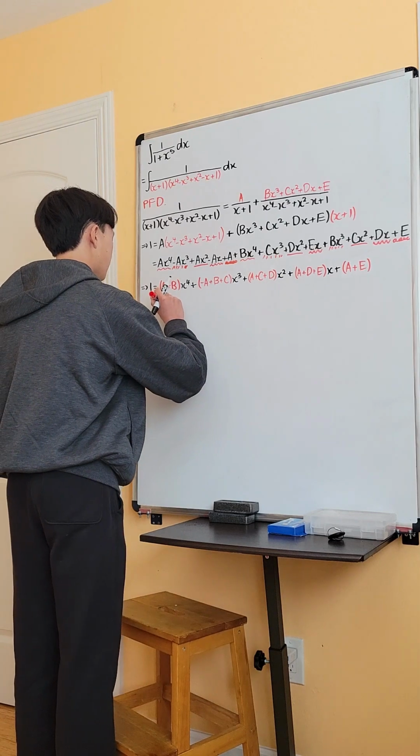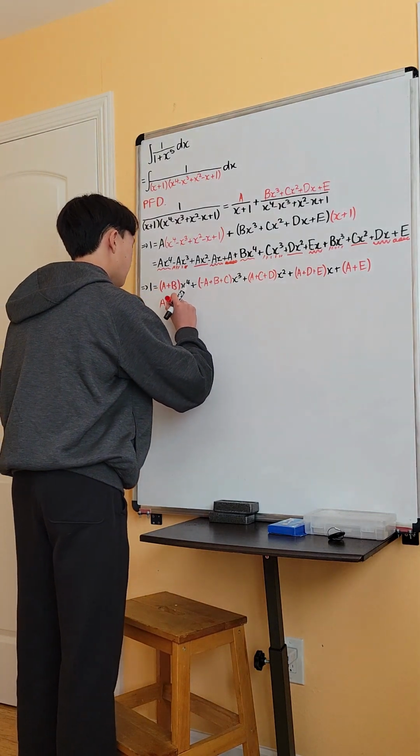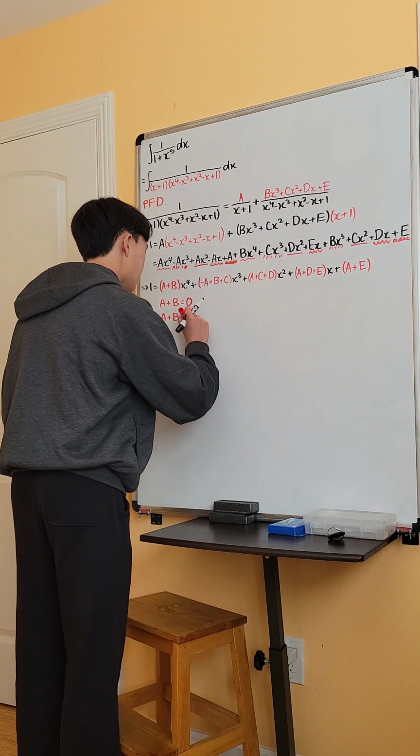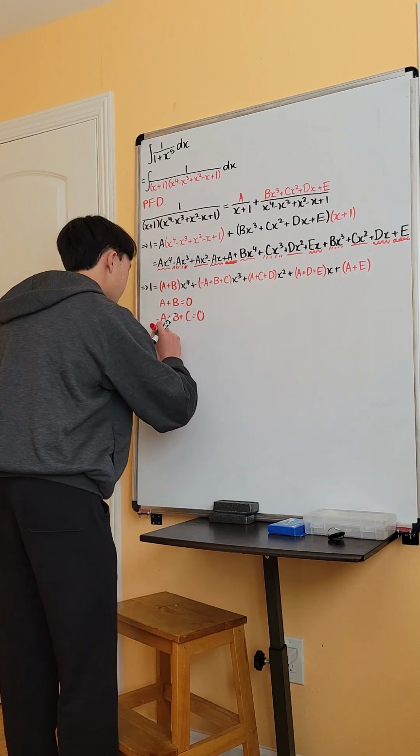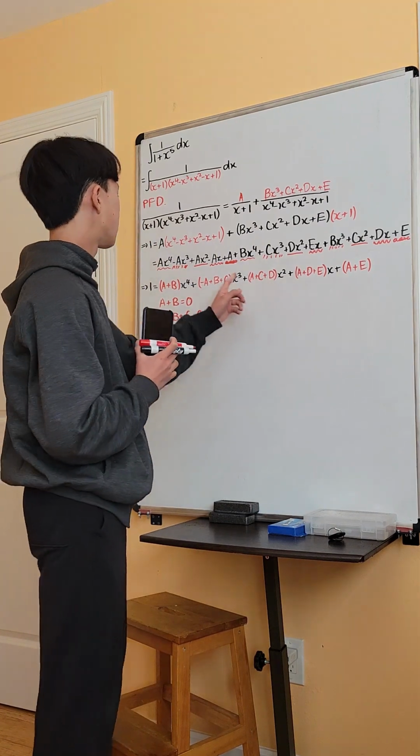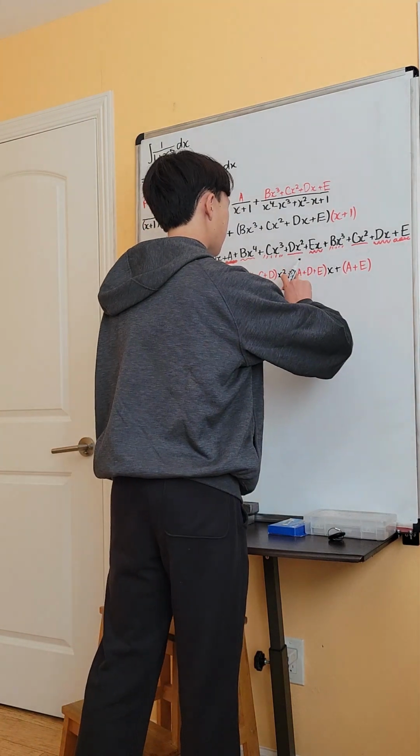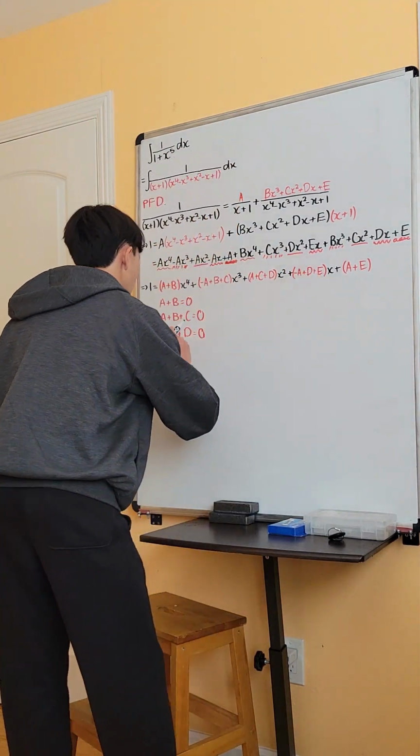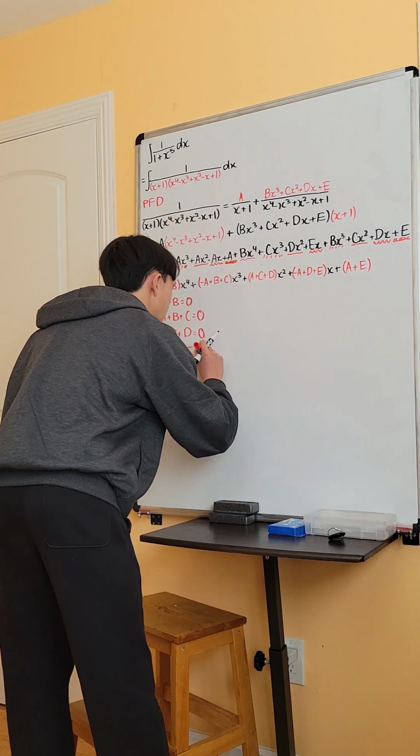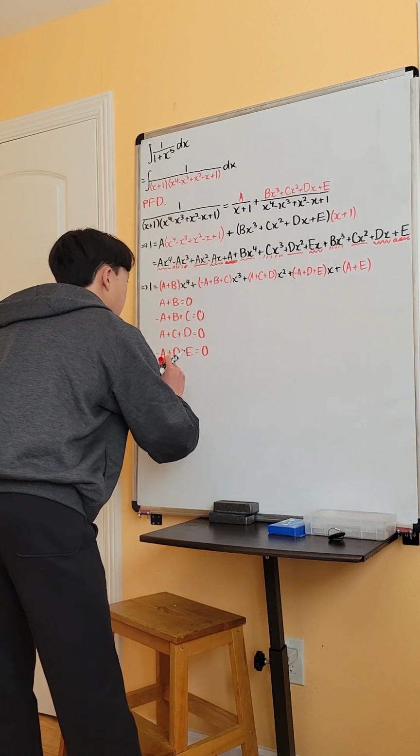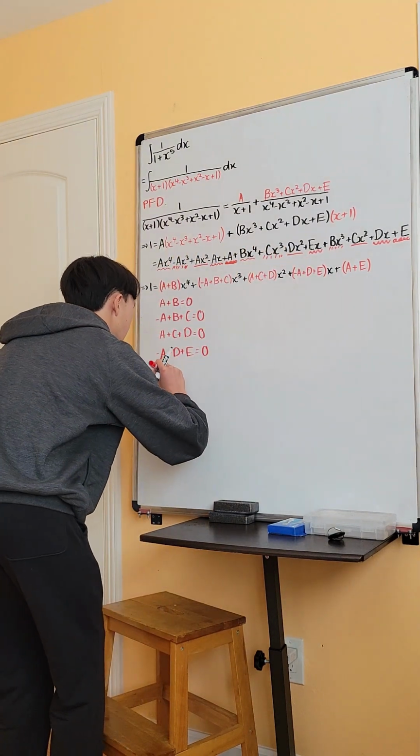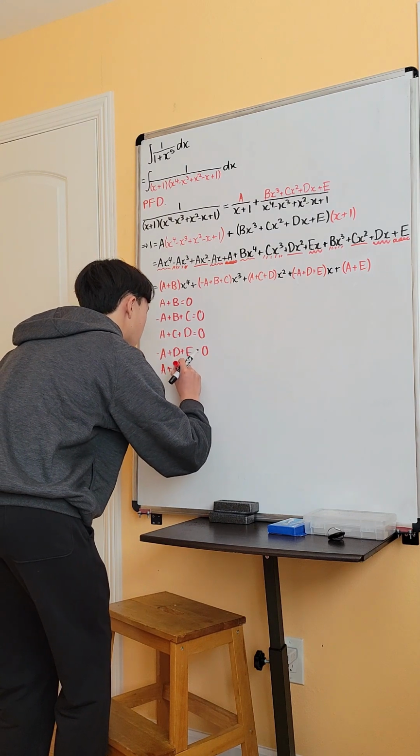So our system goes like this. We have a plus b being equal to 0, negative a plus b plus c being equal to 0, a plus c plus d being equal to 0, and then this should be a negative a. We have negative a plus d plus e being equal to 0, and then we have a plus e being equal to 1, because this is our only constant term, similar to on the left-hand side. A plus e should equal to 1.